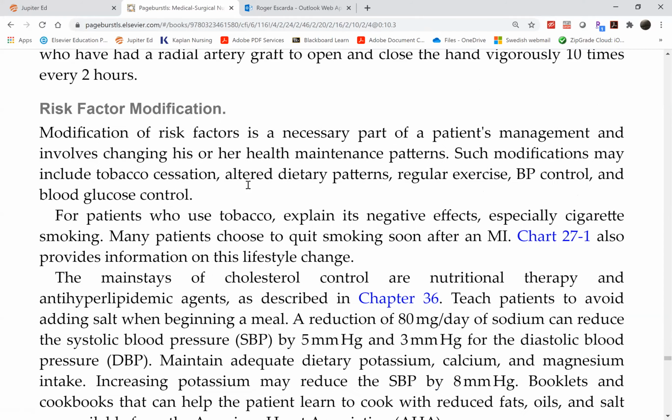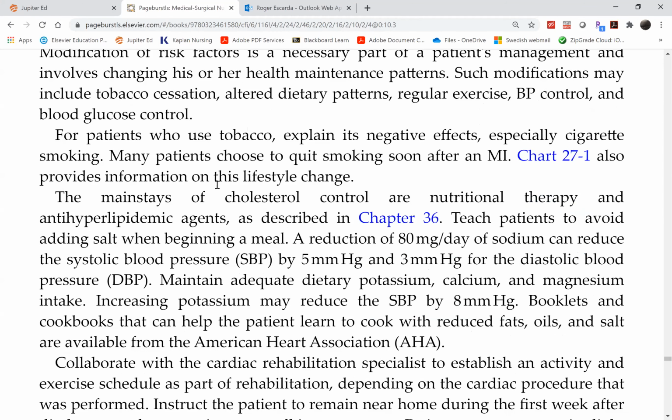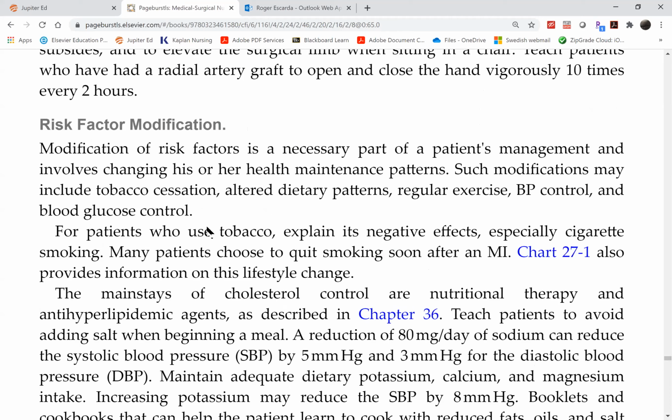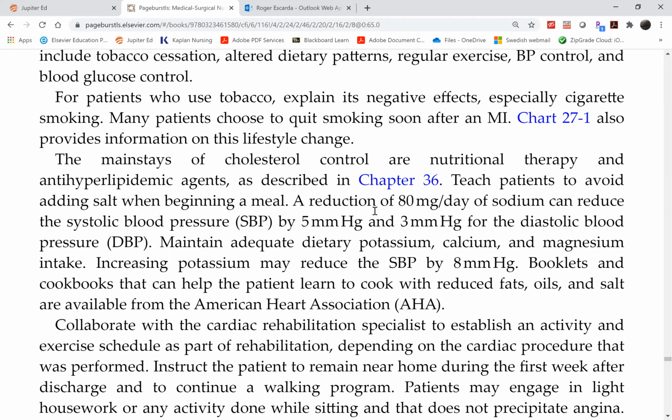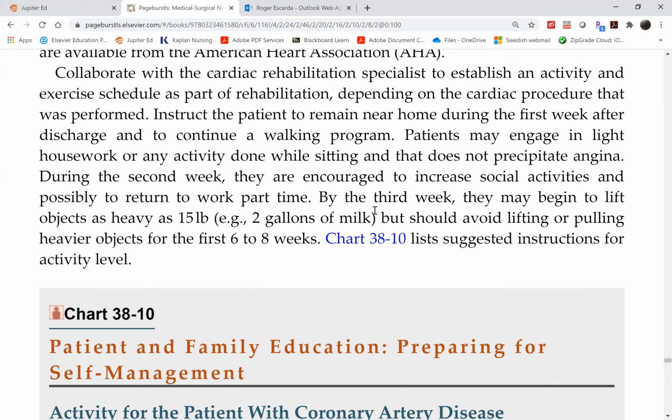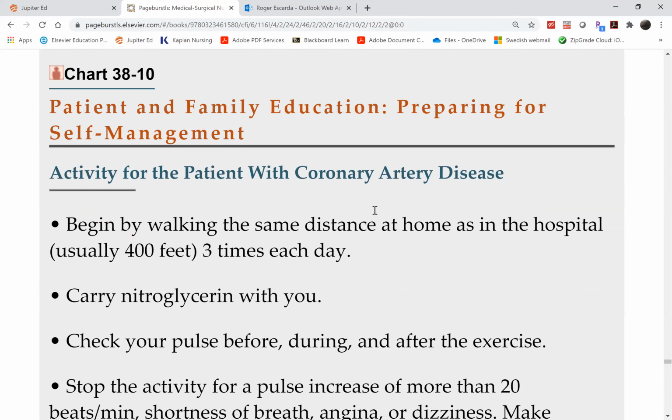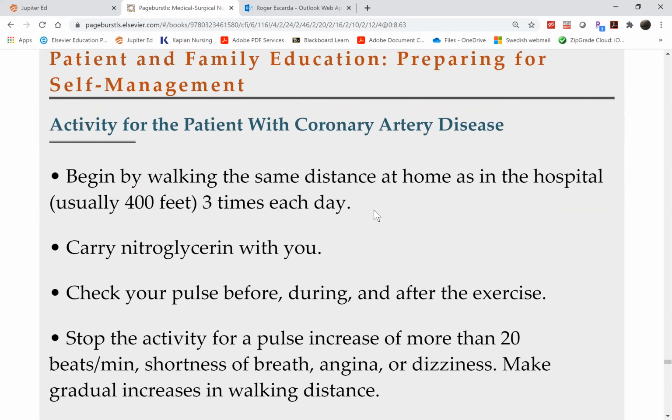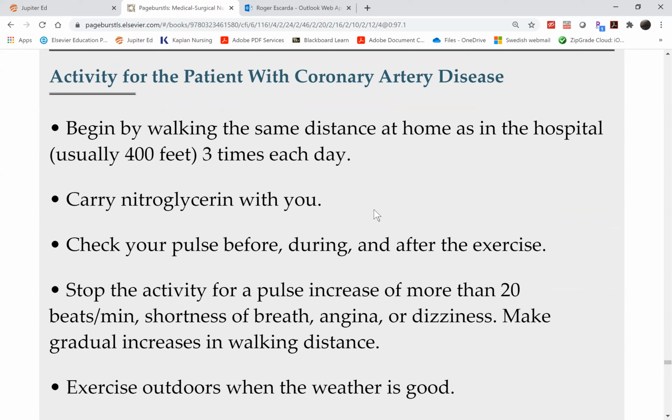This one is redundant. We already talked about decreasing risk factors, so stop smoking, moderate drinking, change diet. All right, for activity, this will also include sexual activity. So walking is the best exercise.